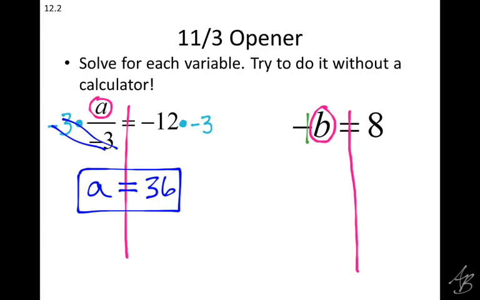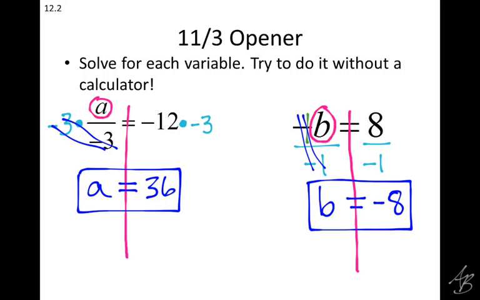So how do I get rid of that negative 1? We're going to divide. This is a multiplication problem, so the opposite of multiplication is division. What are we going to divide by? Negative 1. Don't forget the negative there because we have to get rid of that negative also. So we do that on the other side. When we do that, on the left side, the negatives cancel each other out and the 1's cancel each other out. And what does that leave on the left side? B. And on the right side, we have a positive 8 divided by a negative 1, which is negative 8.